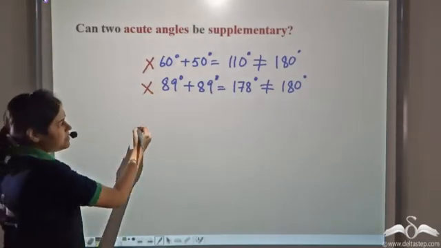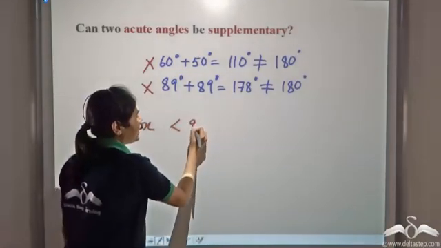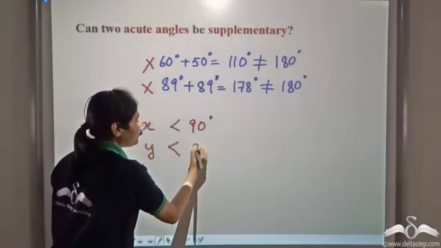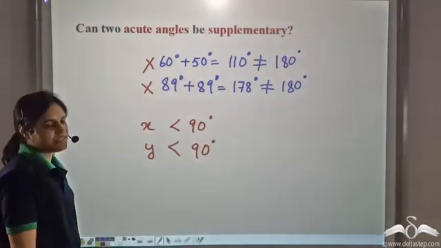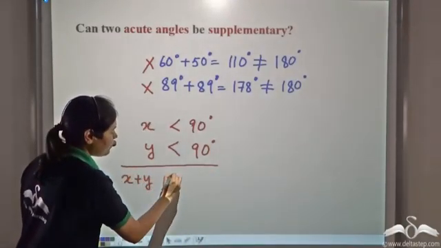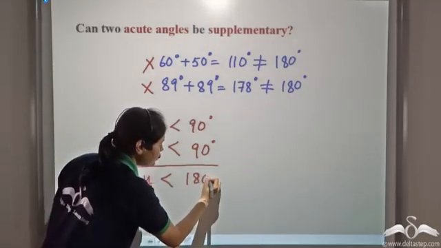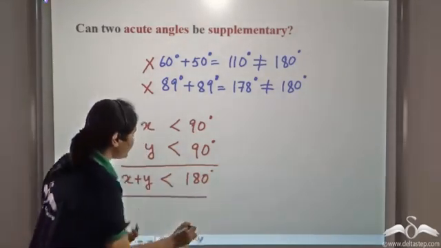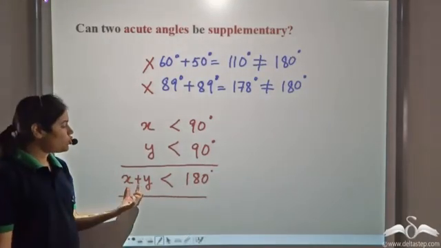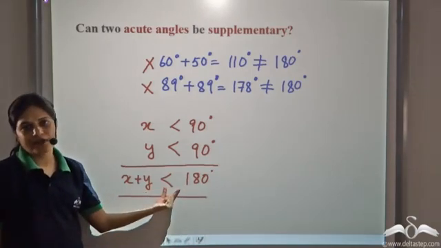Let us generalize this. We have an acute angle X less than 90 degrees, another acute angle Y which is also less than 90 degrees. Their sum X plus Y will be less than 90 plus 90, that is 180 degrees. So, their sum will always be less than 180 degrees. So, two acute angles can never form supplementary angles.